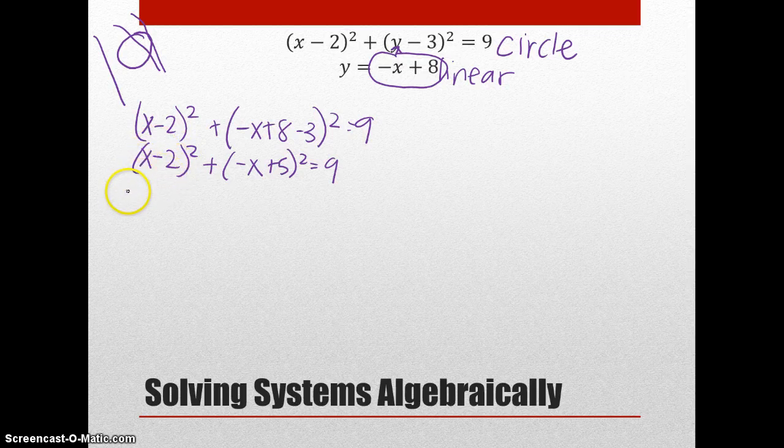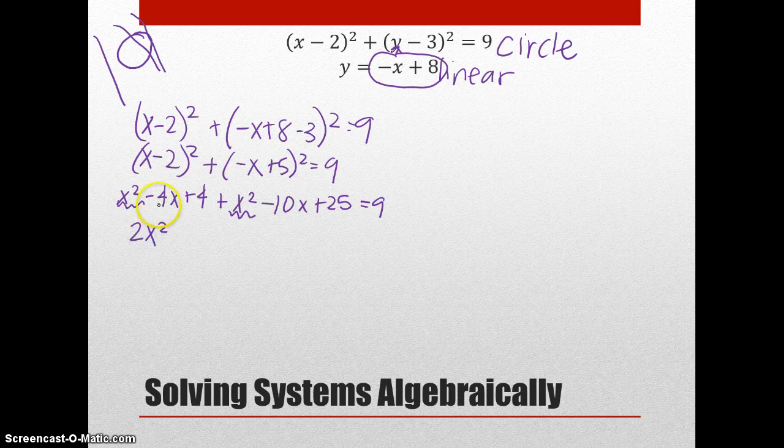So x minus 2 squared will become x squared minus 4x plus 4. And then we will add, and then negative x plus 5 squared will become positive x squared minus 10x plus 25, and that equals 9. Right, now we can combine like terms. We've got an x squared over here and an x squared, which becomes 2x squared. Then we have a negative 4x and a negative 10x, which becomes negative 14x. Then we have our constants of positive 4, positive 25. So we have plus 29 equals 9.